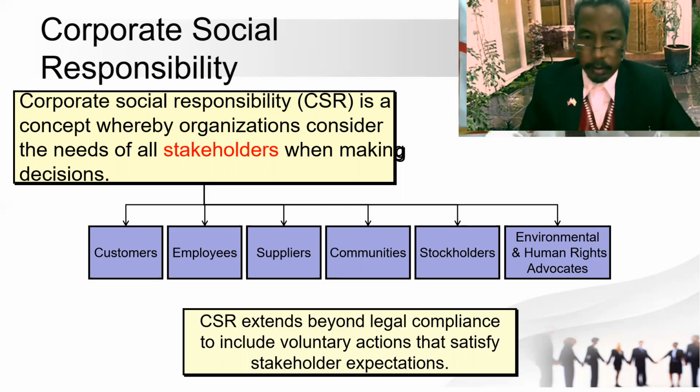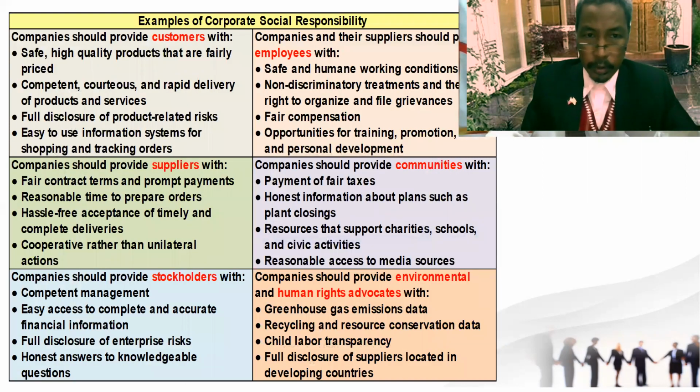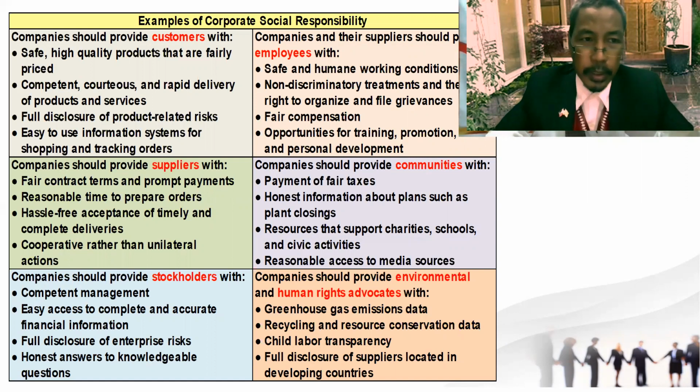So, examples of corporate social responsibility: companies should provide customers with safe, high-quality products that are fairly priced, competent and courteous service, rapid delivery, full disclosure of product-related risks, and an easy-to-use information system for shopping and tracking orders. Okay. Number two, that is for customers.